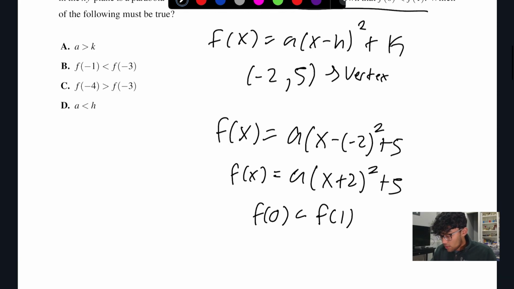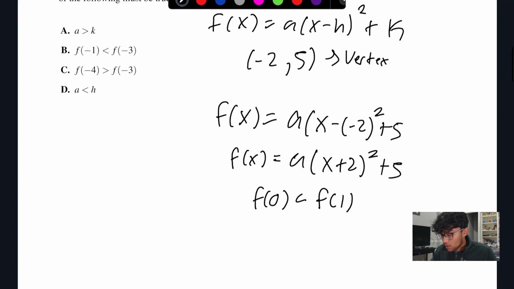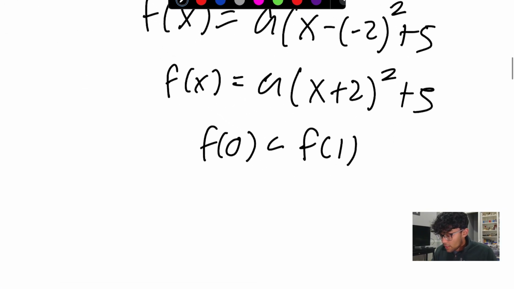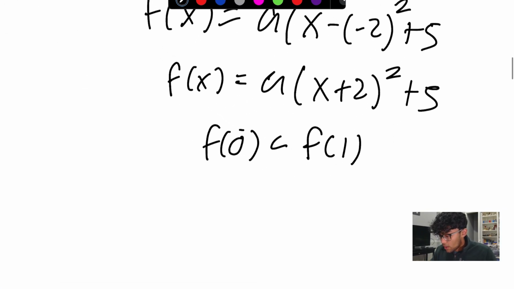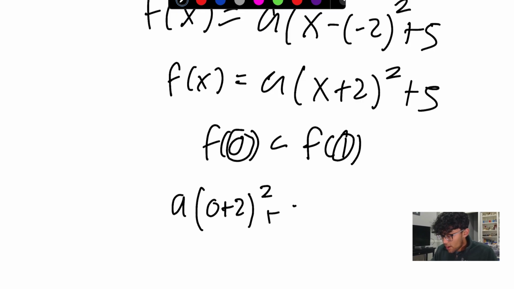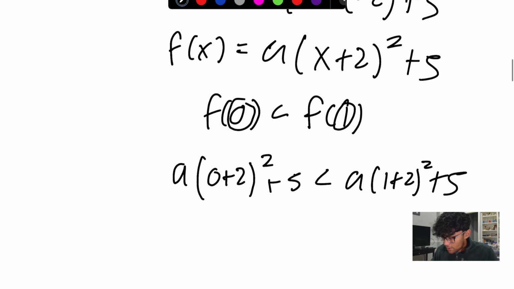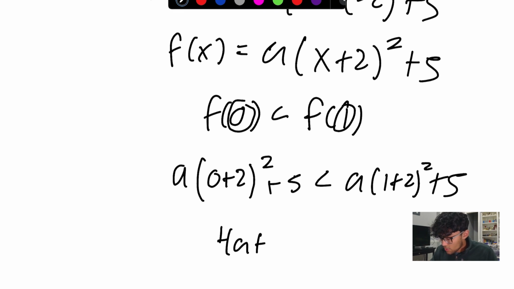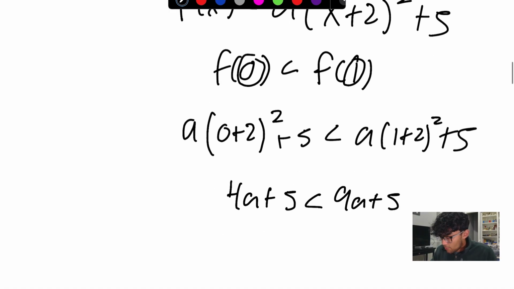Well, that doesn't really tell me anything if you just look at it, but I think if we can plug in 0 and 1 for x, that would probably give us a little bit more information. So let me try that. a(0 plus 2) squared plus 5 is less than a(1 plus 2) squared plus 5. Let's just simplify that. So we know that 4a plus 5 is less than 9a plus 5. We also know that 4a is less than 9a.